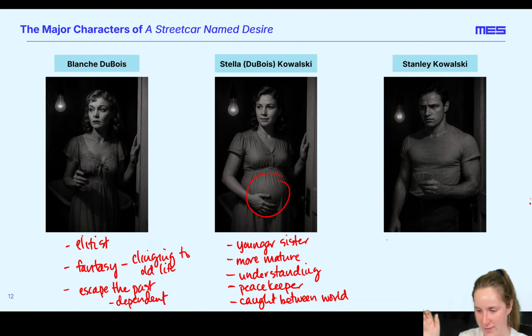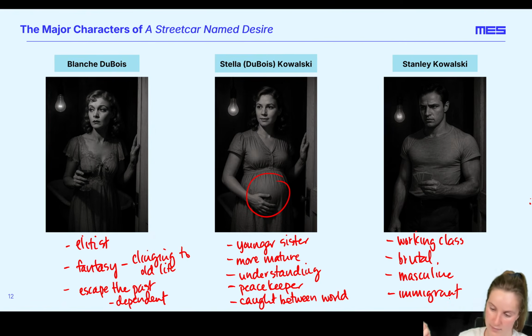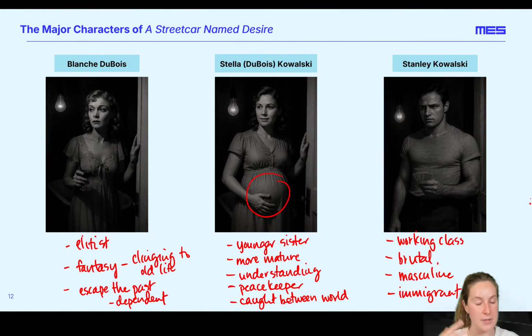We also have Stanley. Stanley is, as he says himself, this kind of unrefined character, in quotations. He is working class, which defines him. He is quite a brutal character as well. He is particularly, as we've seen with Blanche, deeply masculine as well, and he has this immigrant element to his identity that is also defining because it is part of our understanding of him as this new class that develops within the post-war era.